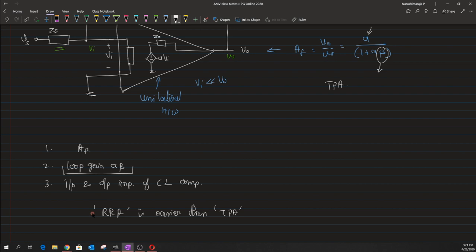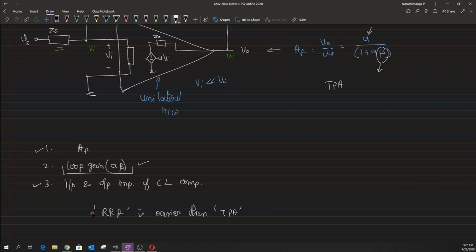So why is this loop gain so important in the evaluation process of any feedback network? For stability, it is only this loop gain that we will be using in order to compute the stability of any closed loop negative feedback circuit. So even the computation of this loop gain is far more important than the other parameters like the closed loop gain as well as the input and output impedance of a closed loop amplifier.